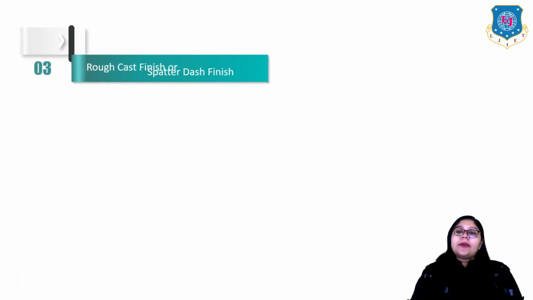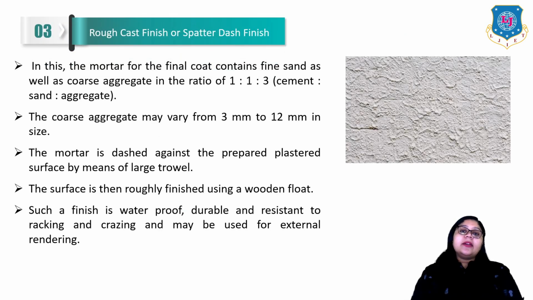Now let us move to the third type, which is rough cast, or spatter dash finish. In this, the mortar for the final coat contains fine sand as well as coarse aggregate in the ratio of 1:1:3, and the coarse aggregate may vary from 3 mm to 12 mm in size. The mortar is dashed against the prepared plastered surface by means of a large trowel. The surface is then roughly finished using a wooden float. Such a finish is waterproof, durable, and resistant to cracking and crazing, and may be used for external rendering as shown in this figure.